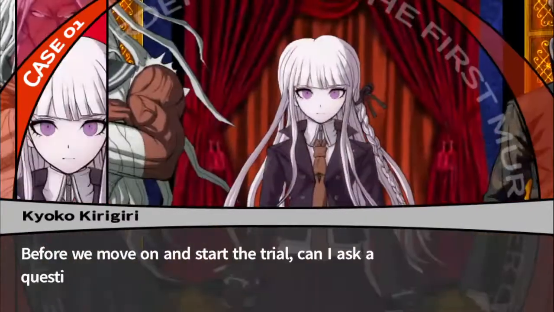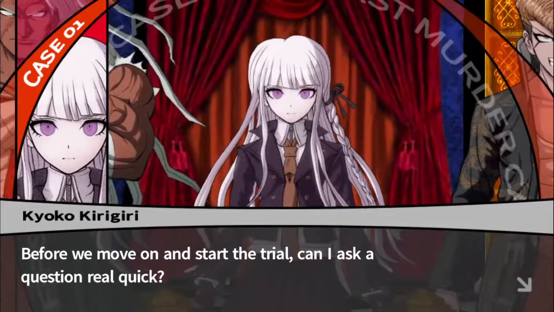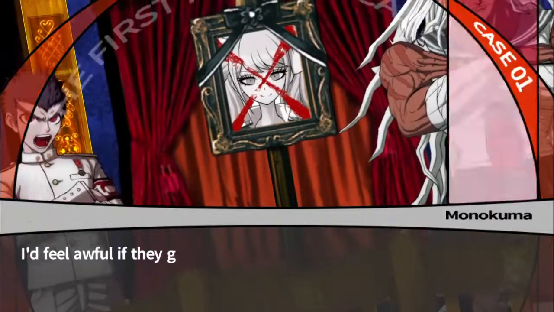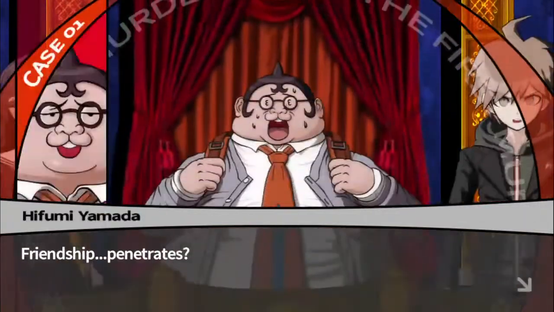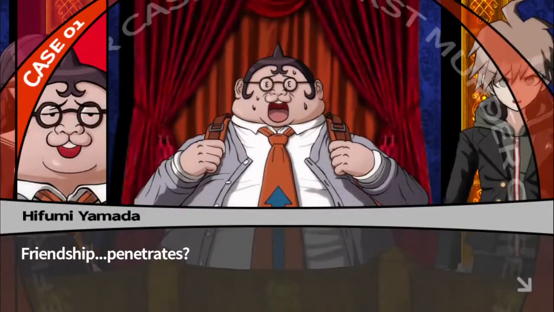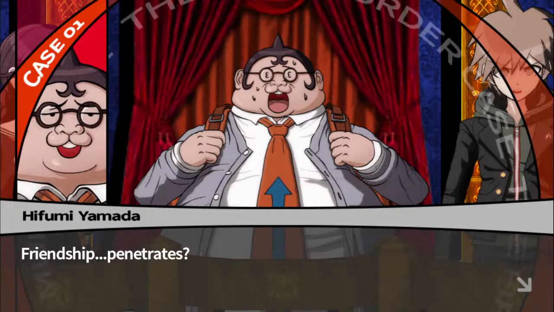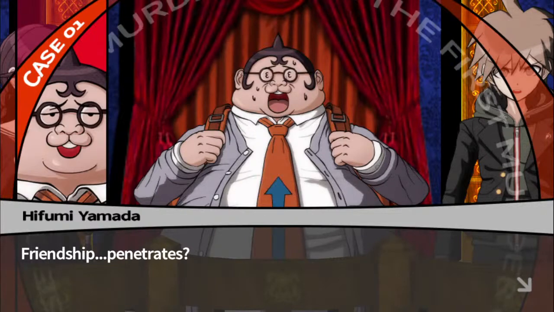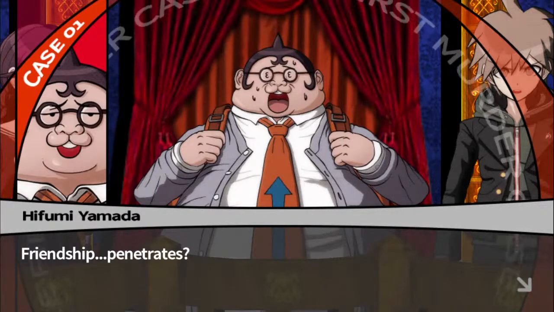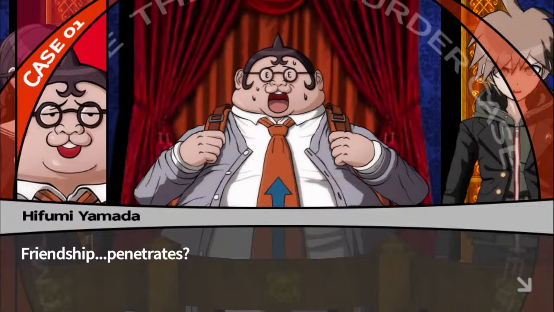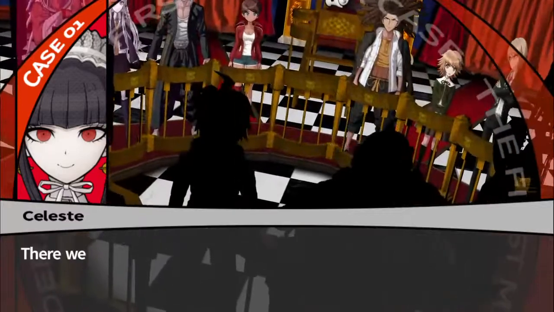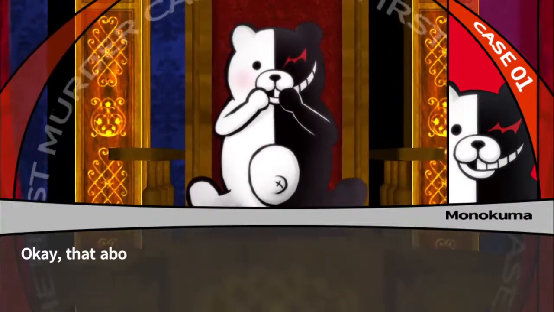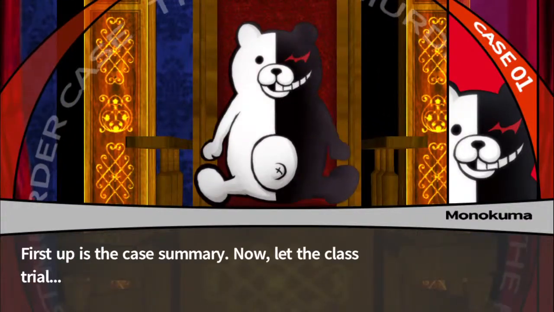Why the hell would they— Before we move on and start the trial, can I ask a question real quick? What's going on with those pictures? I'd feel awful if they got left out just because friendship penetrates. Okay, but there were only 15 of us to begin. Oh, no reason. It's just that our little courtroom here can technically. Okay, that about does it for. First up is the case.